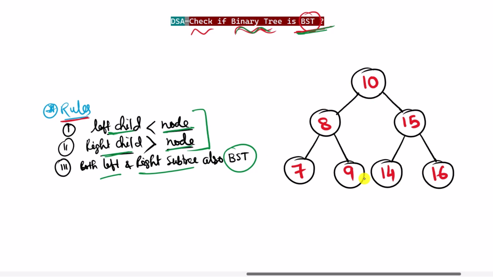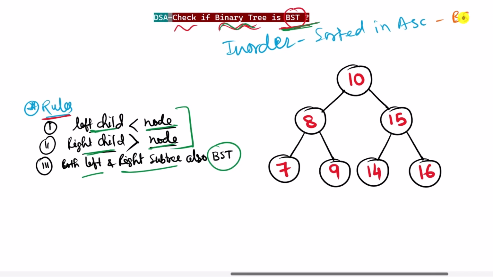Now to check if that is a binary search tree or not, we can perform the InOrder traversal. In case of the binary search tree, if we perform the InOrder traversal, all the nodes will be sorted in ascending order. Then only we can say that this is a binary search tree.